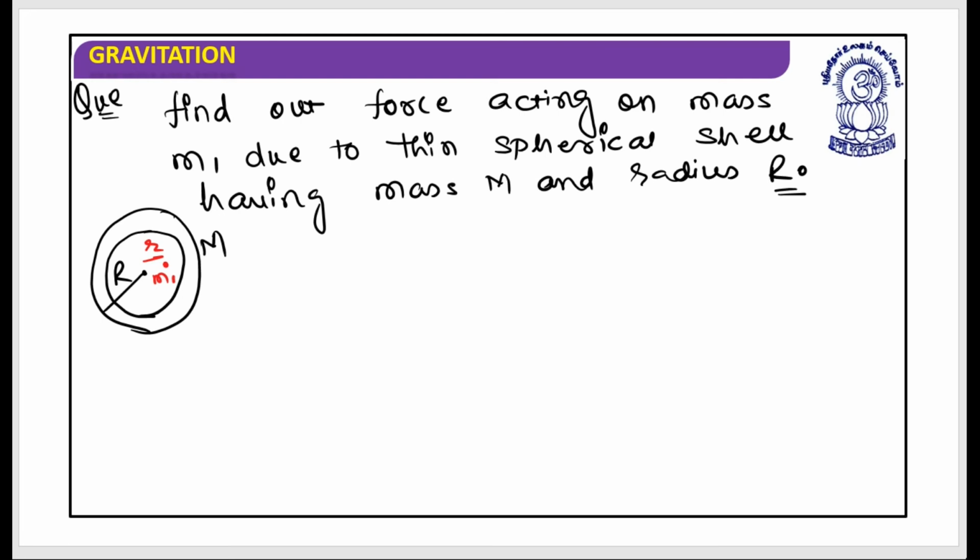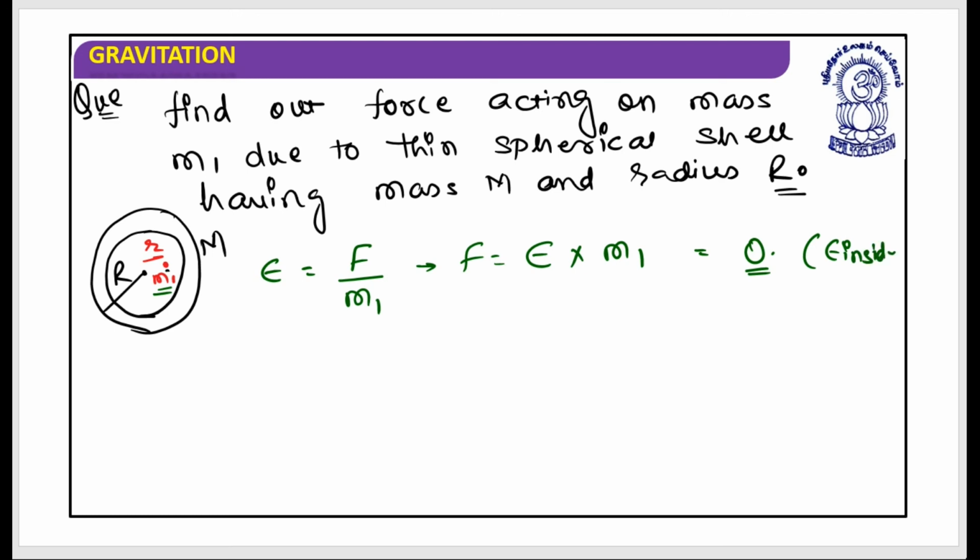I don't know the formula for the force directly, but what I know is that at this point I understand the formula of the gravitational field. The gravitational field E equals F divided by m1. So this force can be written as gravitational field multiplied by mass m1. But when the point is inside the shell, the gravitational field will be 0, and thus the force would be 0, because E inside is equal to 0. I hope you understand this.